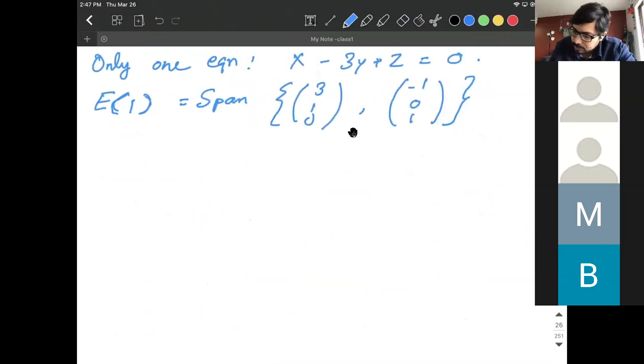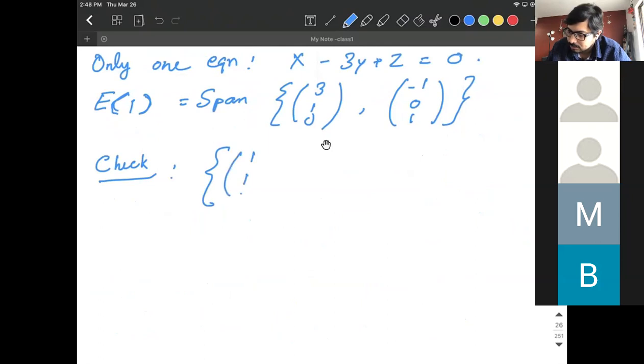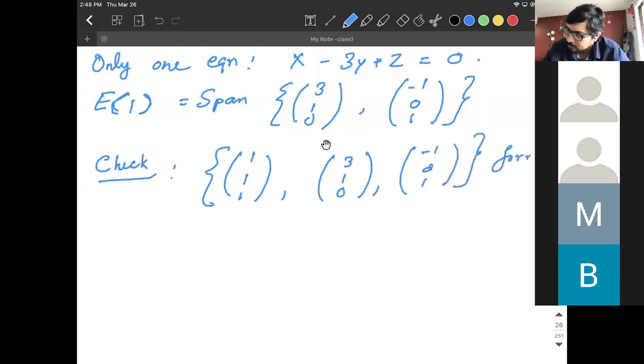And once again, you should check that if you collect the three vectors which form the different spanning sets, namely these three, they form a basis of R3. So that I leave it to you. Check that this forms a basis. The easiest way would be to form the columns of a particular matrix, and then find the determinant. The determinant being non-zero will tell you that this set is linearly independent, and hence it's a basis.